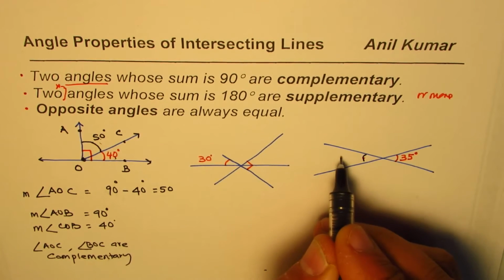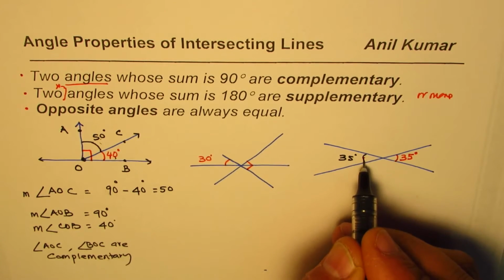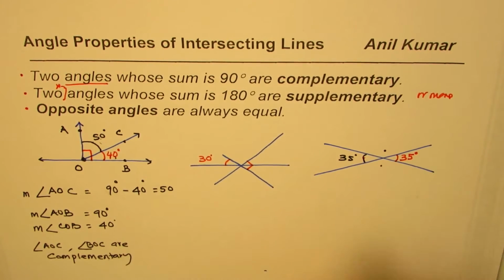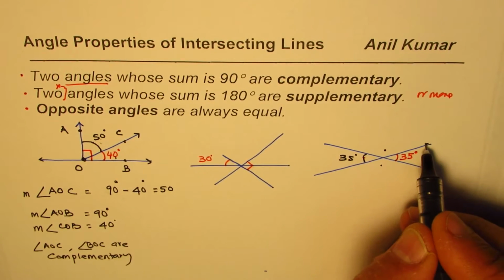This angle should also be equal to 35 degrees. Is it okay? So these two are 35 degrees. How about these two angles? They are also equal since they are opposite angles, but how much should they be?